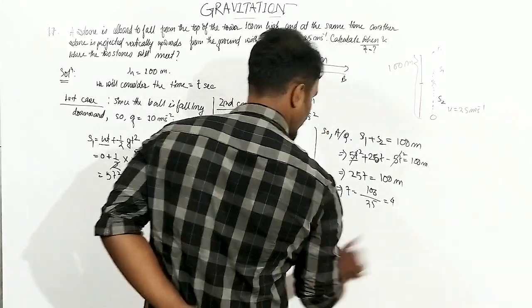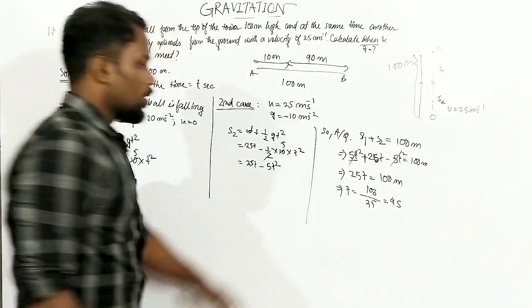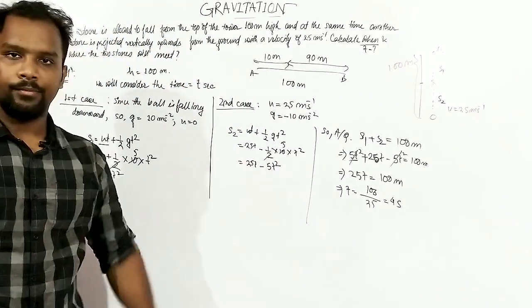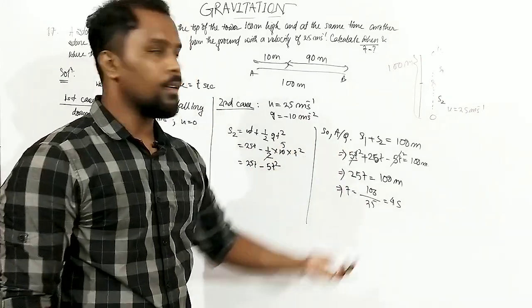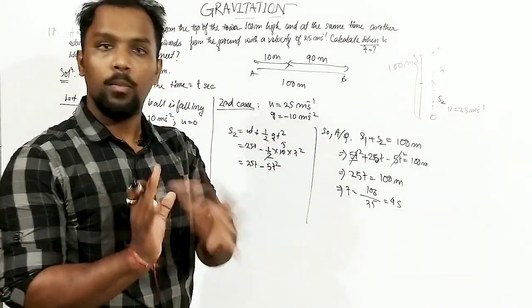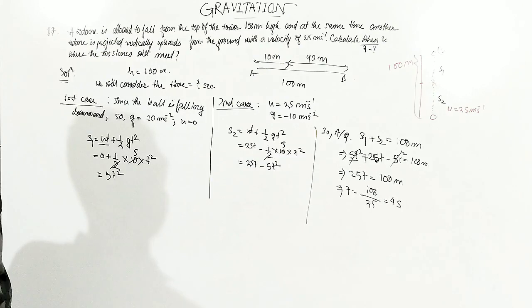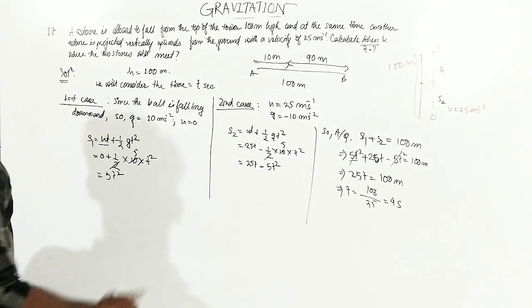So what is the time going to be? 4 seconds. So we get the time as 4 seconds, okay. After traveling for almost 4 seconds, the two balls are going to meet. Now we have to calculate the height, right? We have to calculate the height.